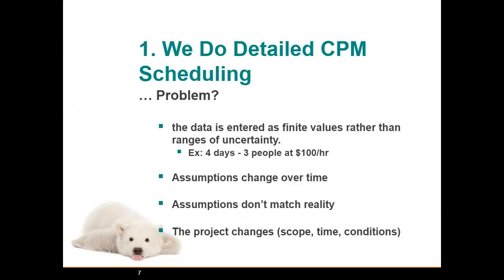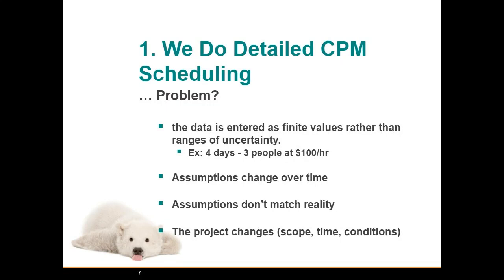Well, the first thing is we do very detailed CPM scheduling, but there's a problem with that. The first problem is that the data we enter into our schedule is entered as finite values rather than ranges of uncertainty. So we might say this particular activity is going to take 3 people, 4 days, it's going to cost us $100 an hour, and therefore we're going to end up with our calculation of cost and schedule. But the problem with that is our assumptions change over time, or sometimes our assumptions don't match reality, or sometimes the project itself changes. The scope of the project, the time the project's being done in, the conditions the project's being done under, all of those things may change, which makes our scheduling inaccurate.